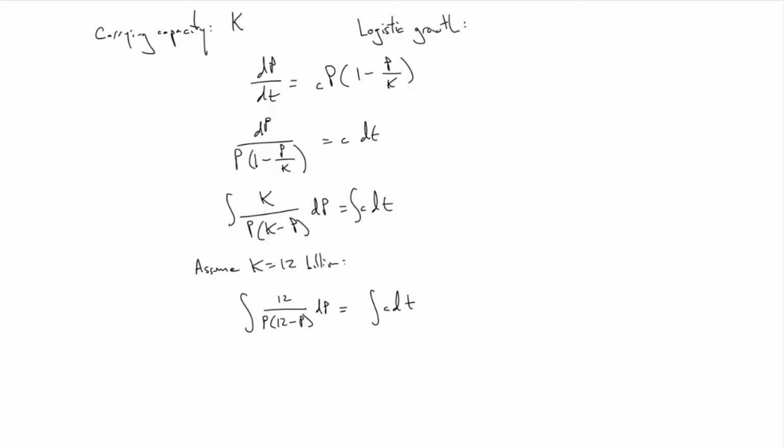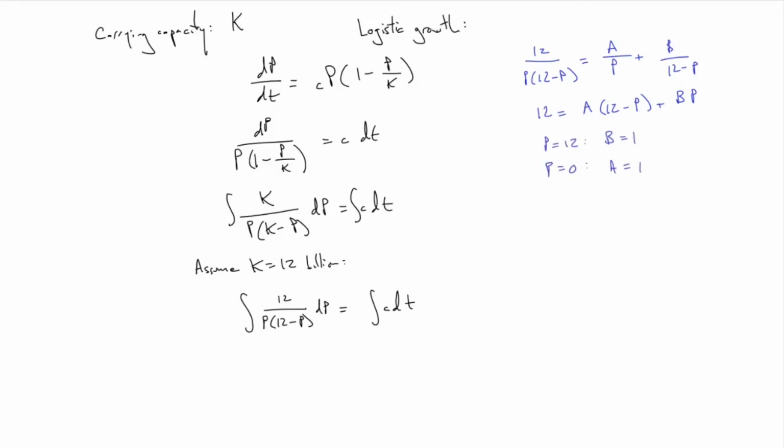The one on the right is easy. How would you do the one on the left? Think about that for a second. And hopefully you've come up with the idea that you need to do it by partial fractions. You write 12 over P times 12 minus P as A over P plus B over 12 minus P. Multiply both sides by P times 12 minus P. And that gives us this expression right here.